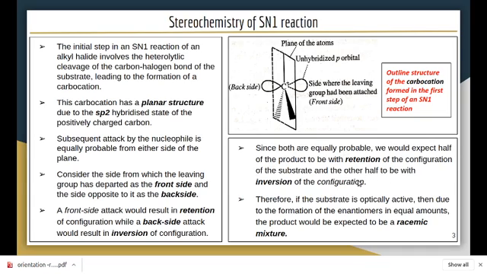So in the case of SN1 reaction, the stereochemistry involves the formation of equal amounts of both the enantiomers. We expect it in that way. That means we expect the formation of equal amounts of both the enantiomers, that is, the formation of a racemic mixture.